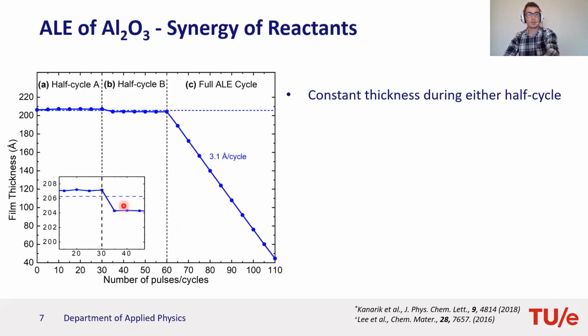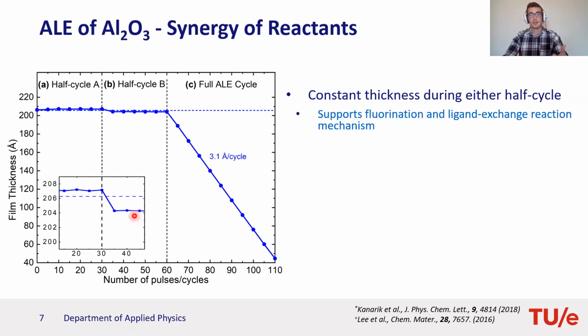If we now look a little bit more closely at our film thickness, we can see that when only dosing SF6 plasma, there is a small thickness increase. This is in agreement with the formation of a thin fluorinated surface and is in agreement with thermal ALE. When we switch from just dosing SF6 plasma to just dosing TMA, there is an initial 3 angstrom decrease in film thickness, after which film thickness remains constant for the following pulses. This kind of behavior further supports the fluorination and ligand exchange reaction mechanism we previously proposed.